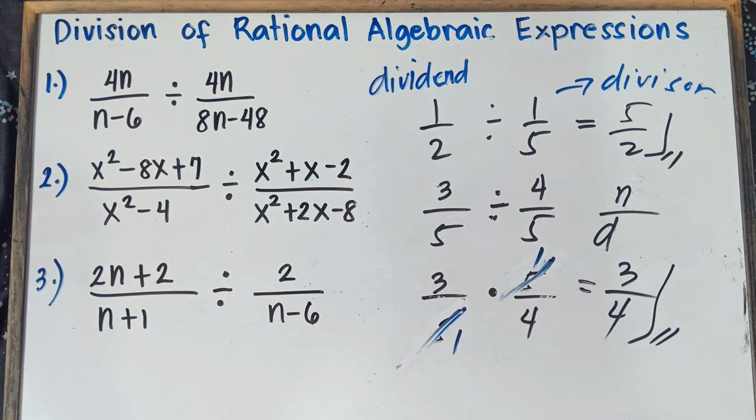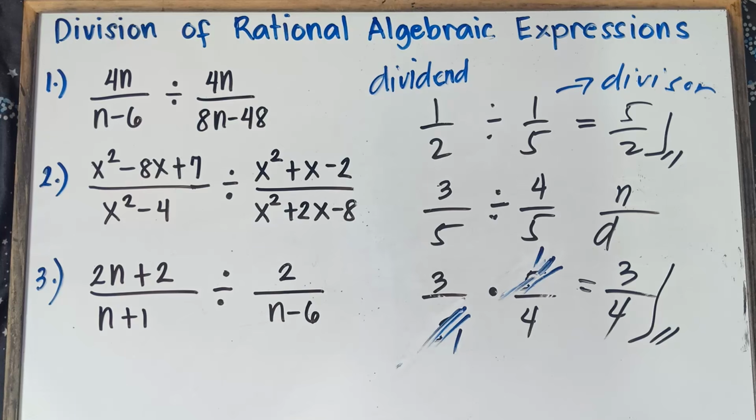So 5 and 5, we can cancel this out. And the remaining would be 3 and 4. Or we can multiply 3 times 1 is 3, and then 1 times 4 would be equal to 4. You will have the same answer, class.